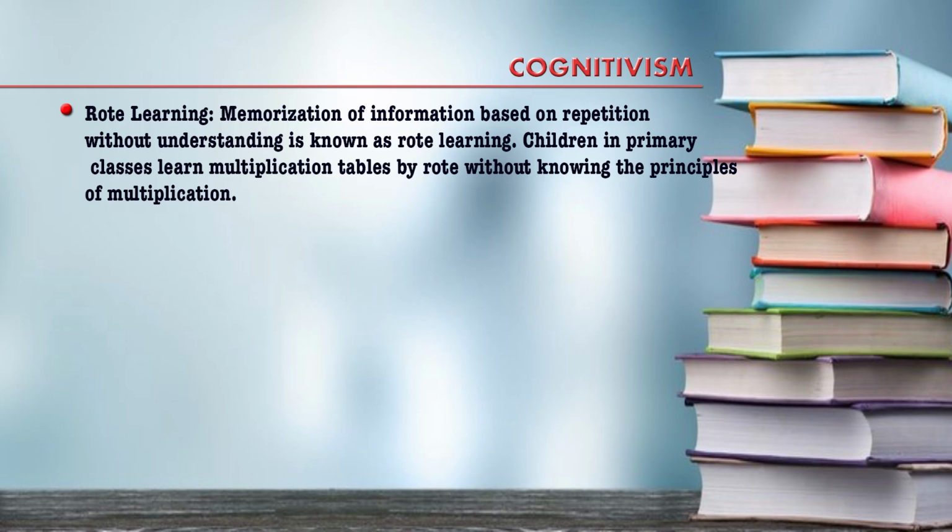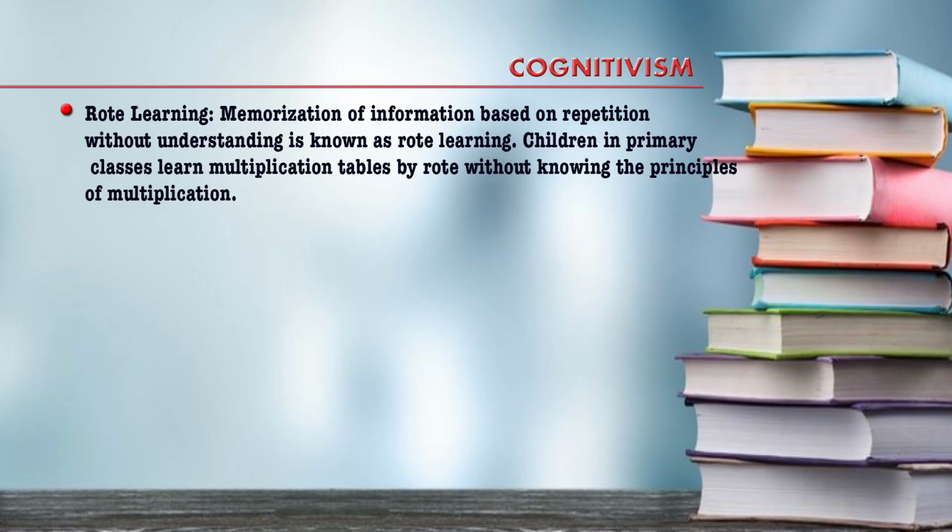Then there is another learning, rote learning. Memorization, you all know, memorization of information based on repetition without understanding is known as rote learning. For example, if somebody asks me, what will be the value of 19 into 5, if I actually multiply, it means understanding is involved. But suppose I have already mugged it up and somebody asks, okay, 19 into 5, 95. Or somebody says 18 into 5, I say 90. I don't take time because I have already mugged up the things.